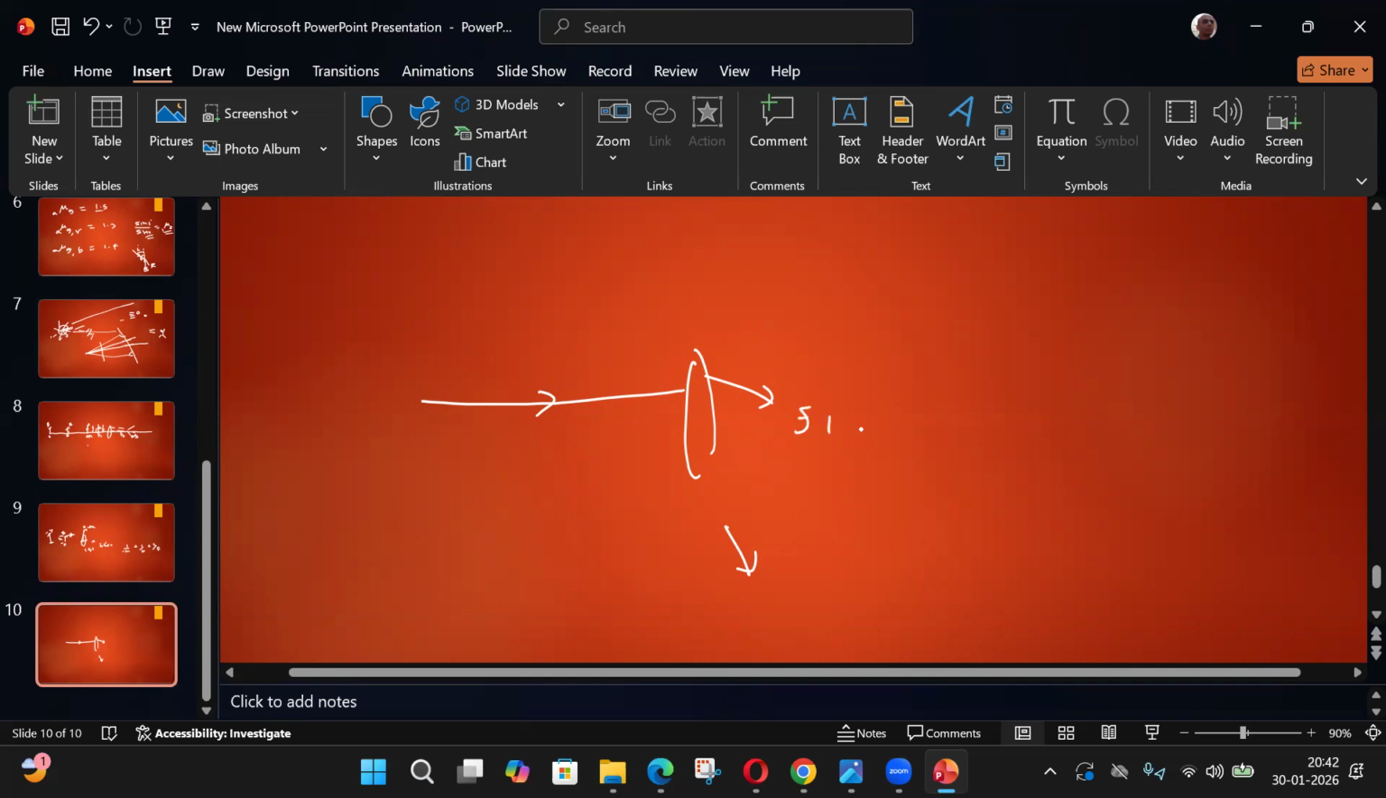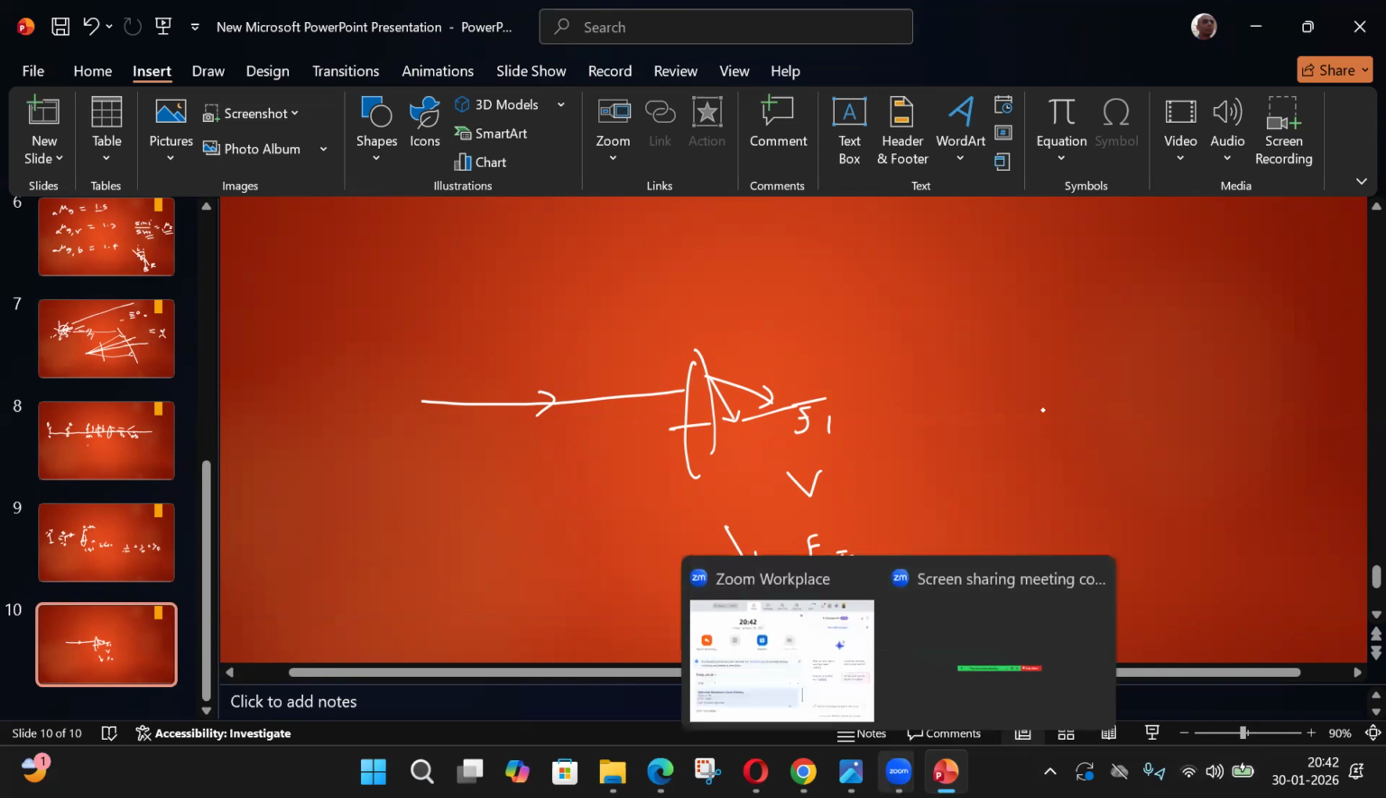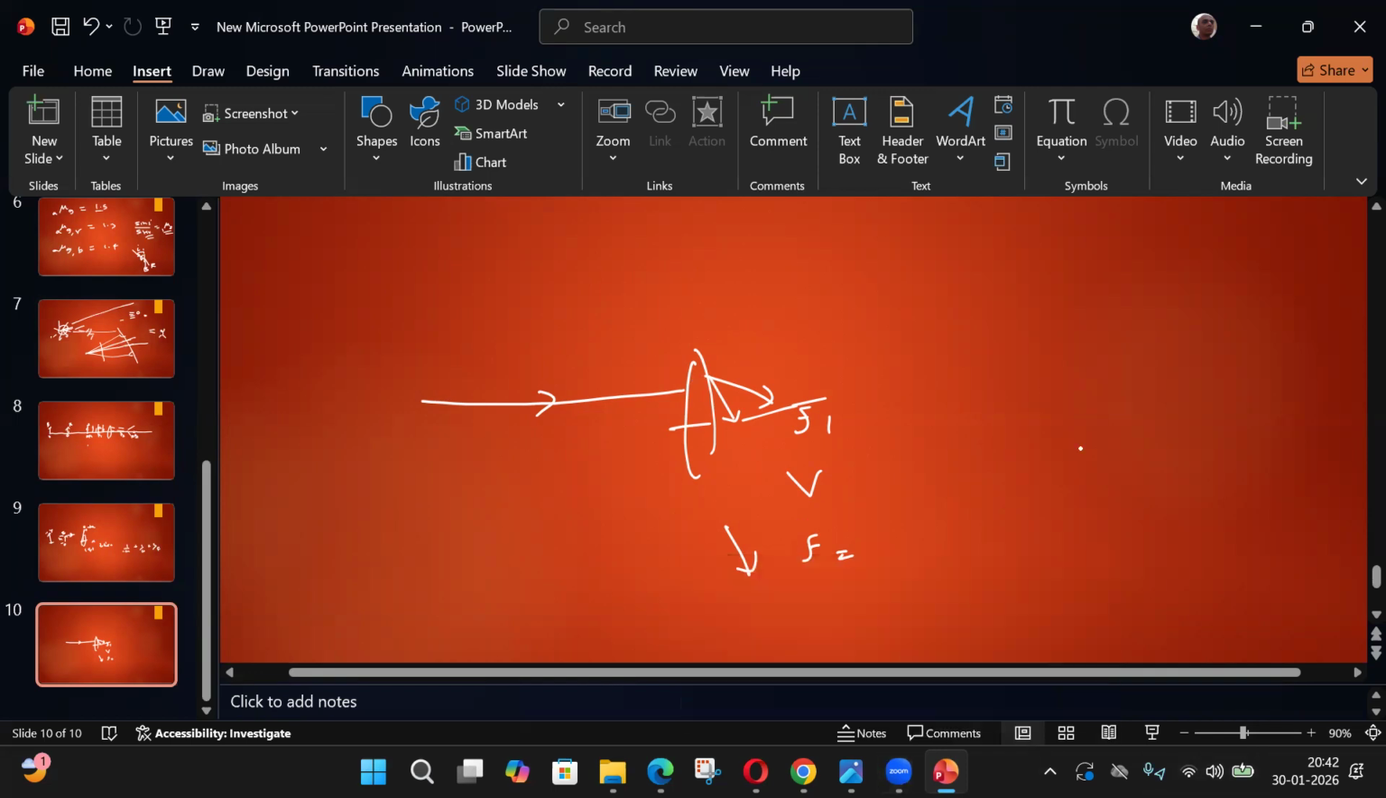Here in this case, the focal length is f1. Here the focal length is f2. Which is more, f1 or f2? f1 is more. If the bending is less, you'll go and hit the principal axis at a faraway point, right? If the bending is more, you hit closer. Got it now? So what I'm saying is the lens is more powerful if f is less. So to get the idea of power of the lens, I'll do 1 by f.